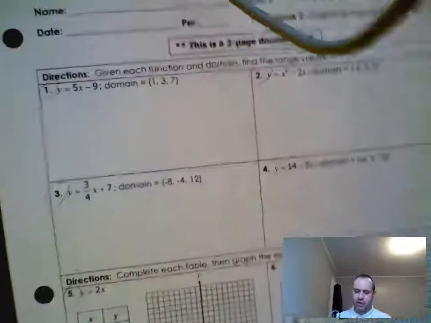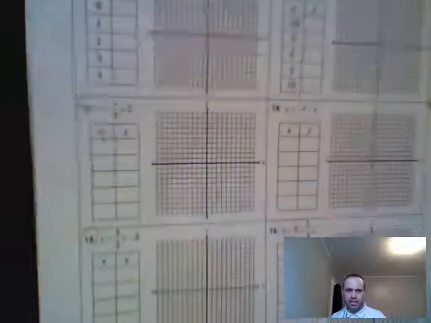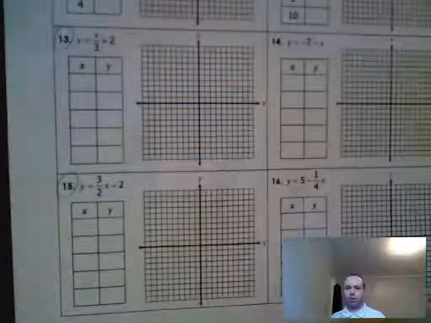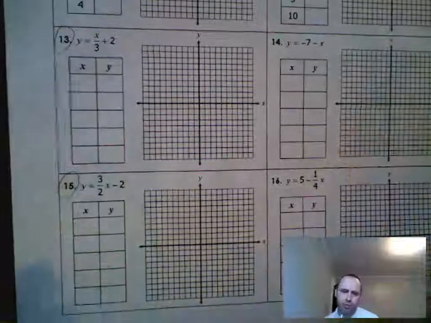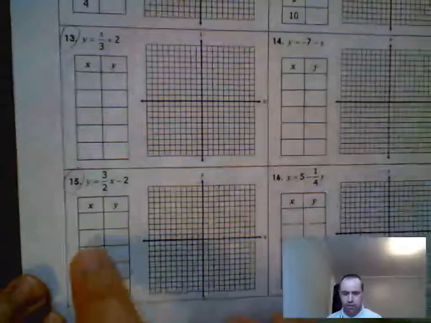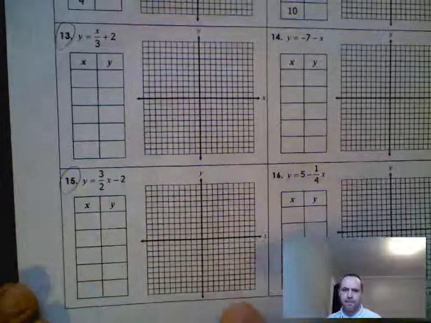All right, so your homework for tonight is to do numbers 1, 2, and 3, and then 5, 7, 9, 11, 13, and 15. Make sure you show your work on separate paper or photocopy this and show it on this. Make sure you show your table and your graph, and you can use your notes.